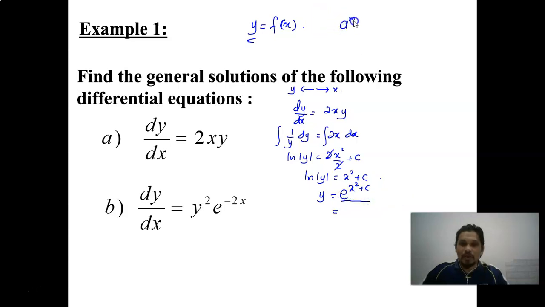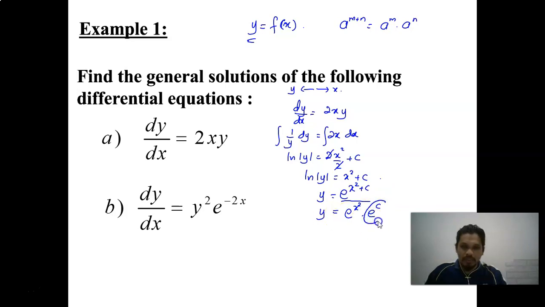a to the power of m plus n equals a to the power of m multiplied with a to the power of n. So here now, e to the power of x squared multiplied with e to the power of c. Then y equals e to the power of x squared times e to the power of c.